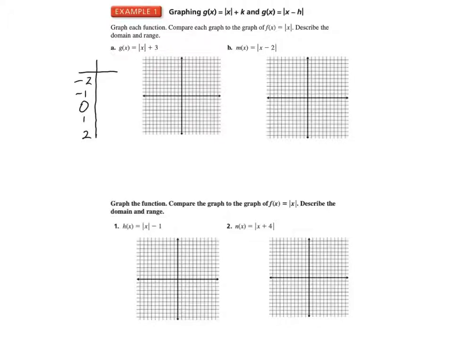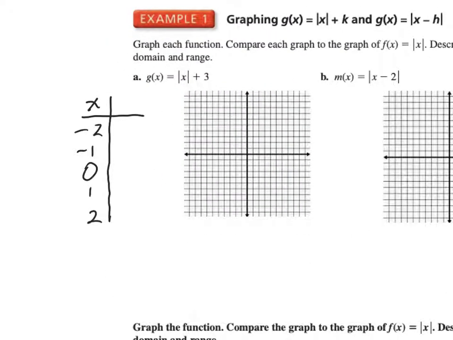And I know the middle if I look inside the absolute value signs. Okay, so let's go ahead and plug in these values. If I put a -2 inside this g of x, what does it become? Absolute value of -2 plus 3. What is that?